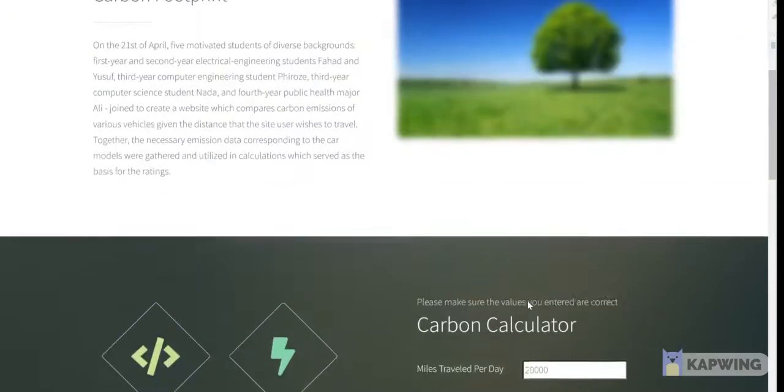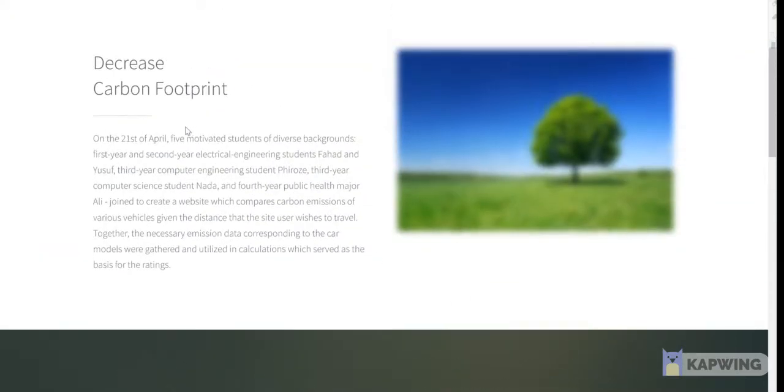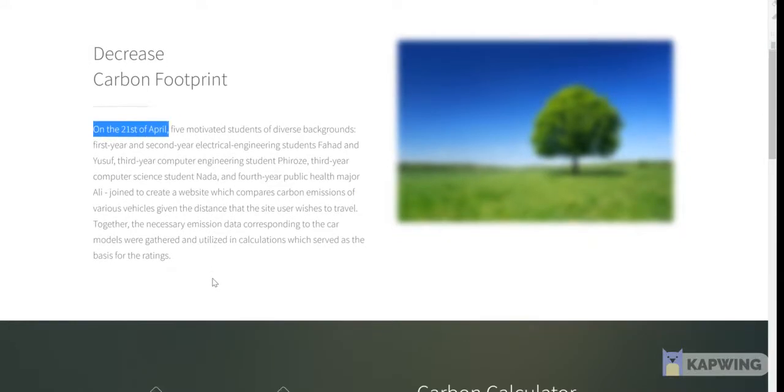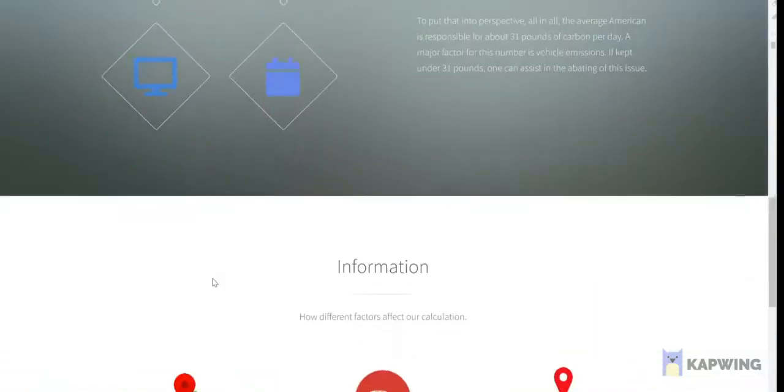And when we scroll up, we also get some information about the team and why we decided to create a project on carbon footprints, and specifically why we got together for this specific cause.